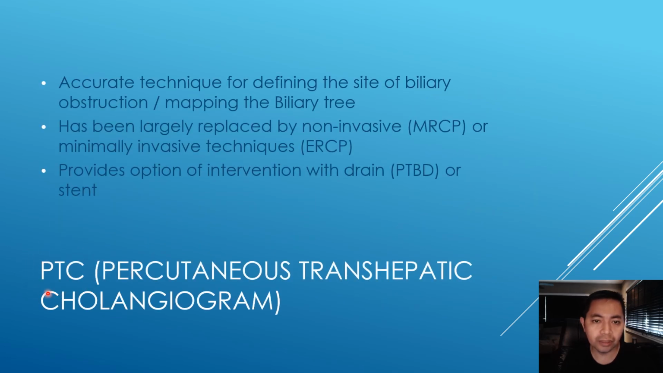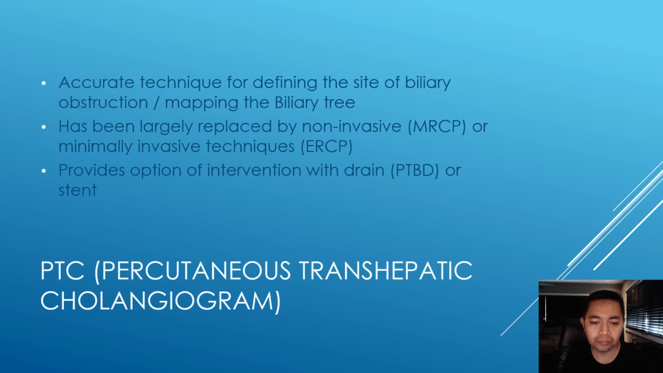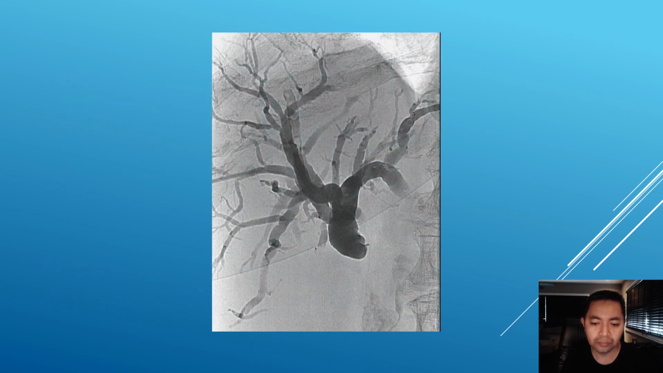PTC is percutaneous transhepatic cholangiogram, wherein we inject contrast into the intrahepatic ducts. This is done to map out the biliary tree and define exactly where the site of biliary obstruction is. This is an example of a PTC in a patient with a distal common bile duct stricture.